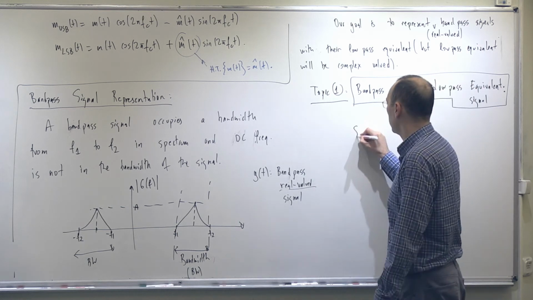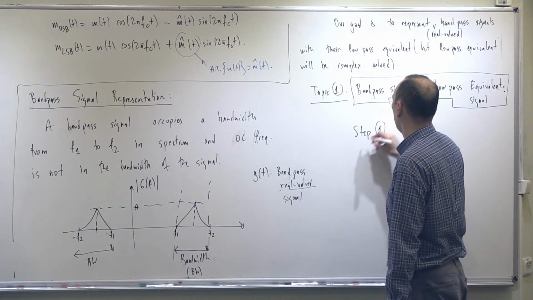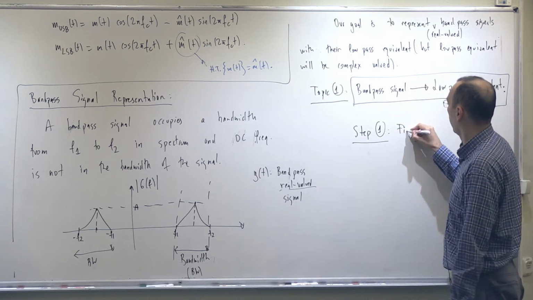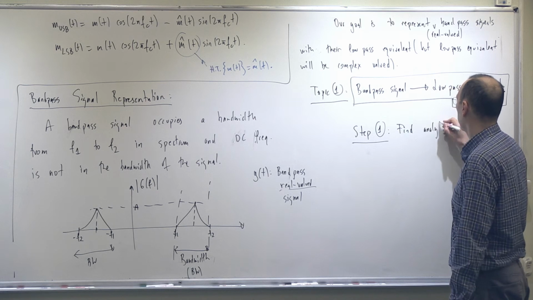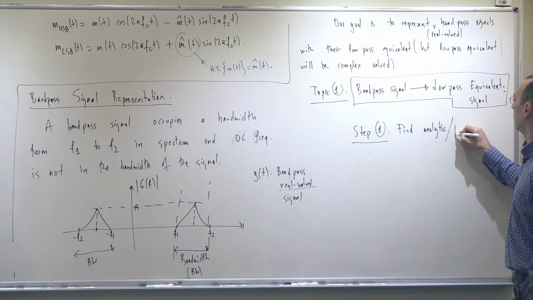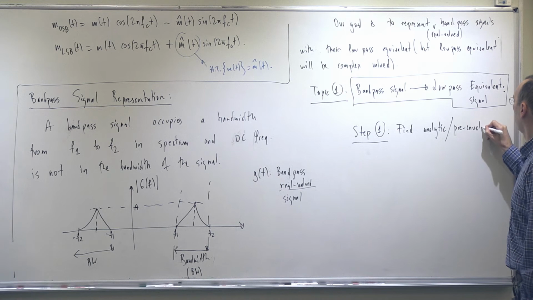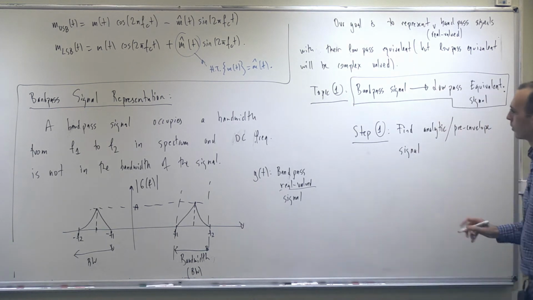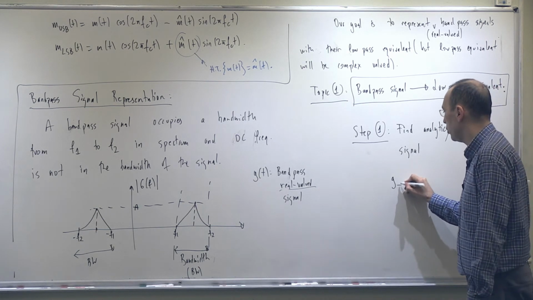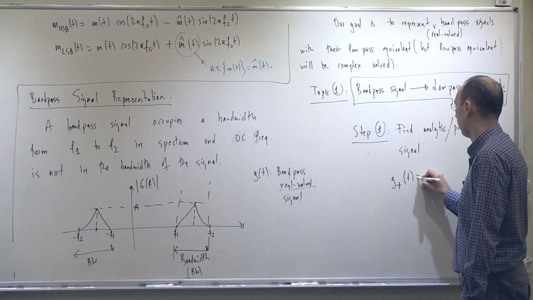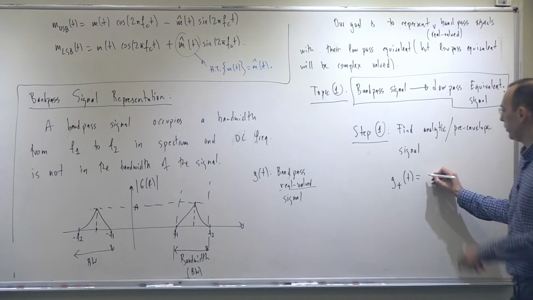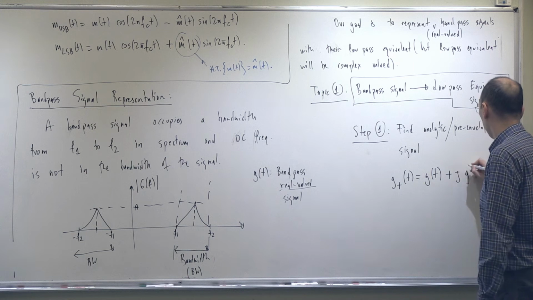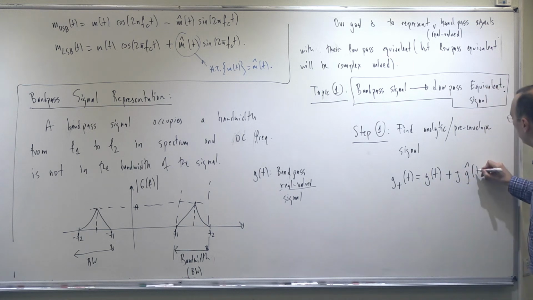So this was quite easy, but it has two steps. Step number one, find, it's called something else, I will explain, the analytic slash pre-envelope signal. Let me write. So what do I mean by this? G plus of t. Okay. G plus of t is g of t plus j. Let me write this better.